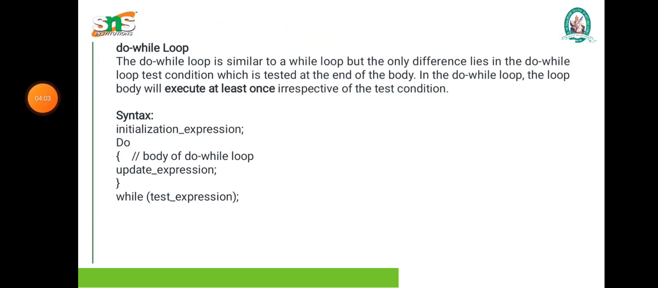Next is the do while loop. The do while loop is similar to a while loop, but the only difference is that it tests the condition at the end of the body. In the do while loop, the body of the loop will be executed at least once irrespective of the test condition. This is the syntax of the do while loop, which is very similar to the while loop.